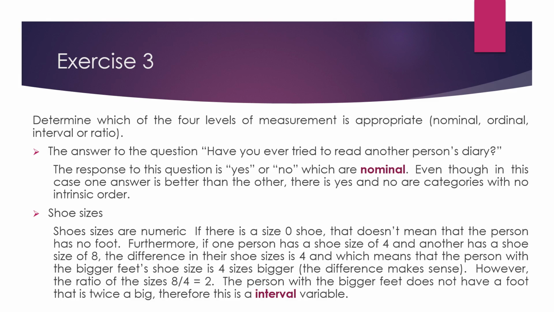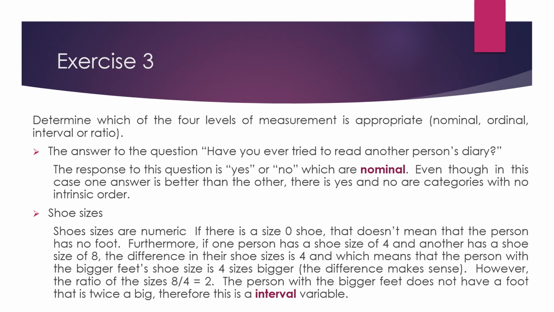If there is a 0 shoe size, it doesn't mean that that person has no foot. There's a shoe that has a 0 on it, so it's an actual shoe. If a person has a shoe size of 4 and another person has a shoe size of 8, the difference does make sense between the 2 of them. One person has a shoe size that's bigger by 4. However, the person with the shoe size of 8, their foot isn't twice as big. So this means that the ratio is not meaningful. However, if you only use the 0 starting point, it would be enough to determine that it is an interval variable.